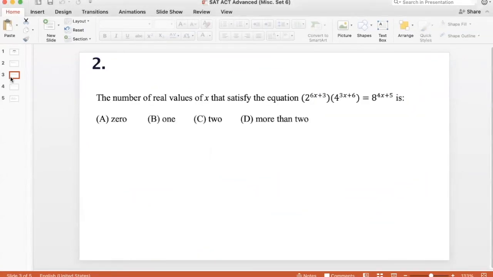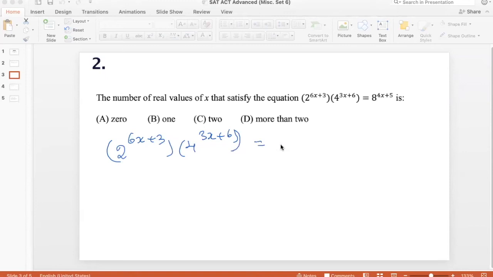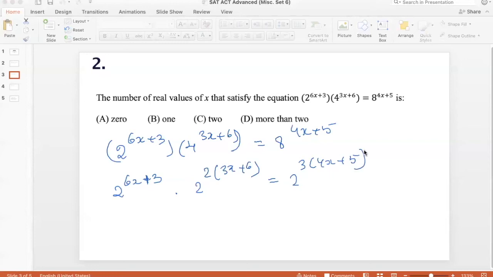Question two. The number of real roots of x that satisfy this equation is what? So we have 2^(6x+3) times 4^(3x+6) is equal to 8^(4x+5). I can write 4 as 2 squared, so 2^(2(3x+6)). And 8 is 2 cubed, so 2^(3(4x+5)).